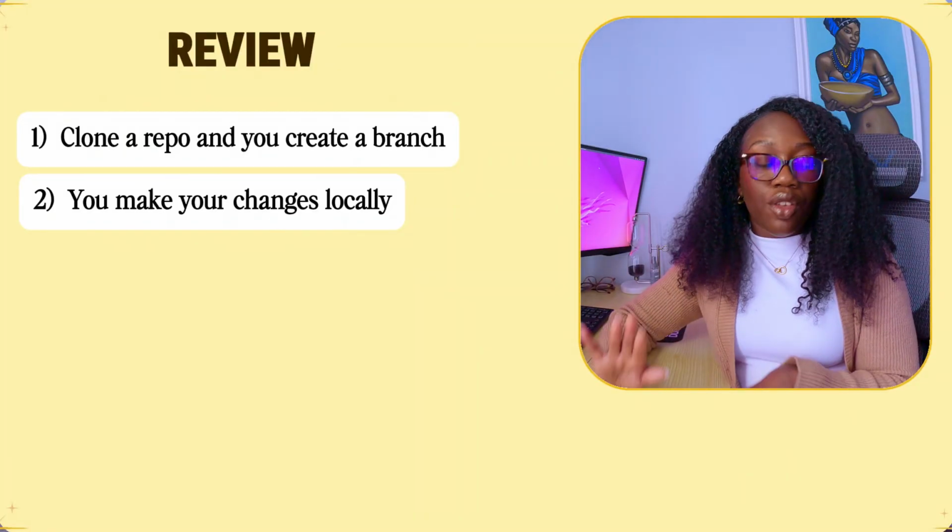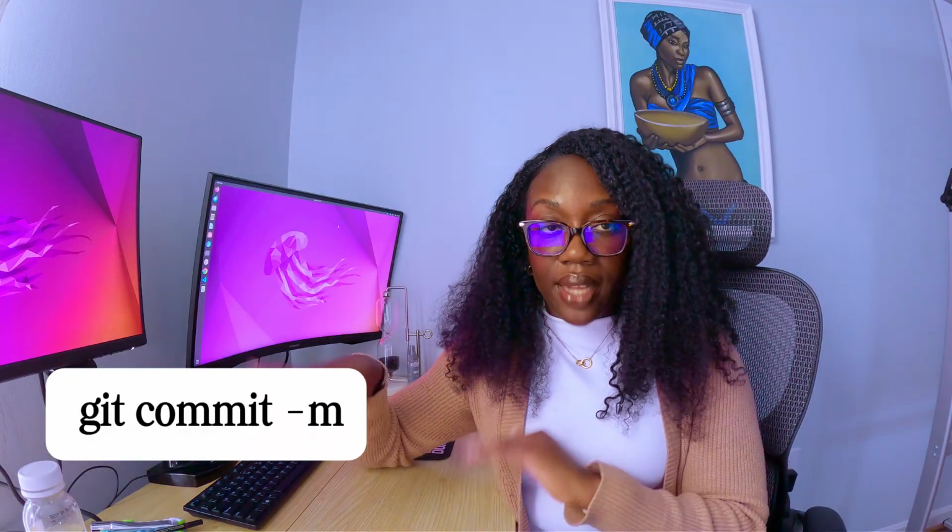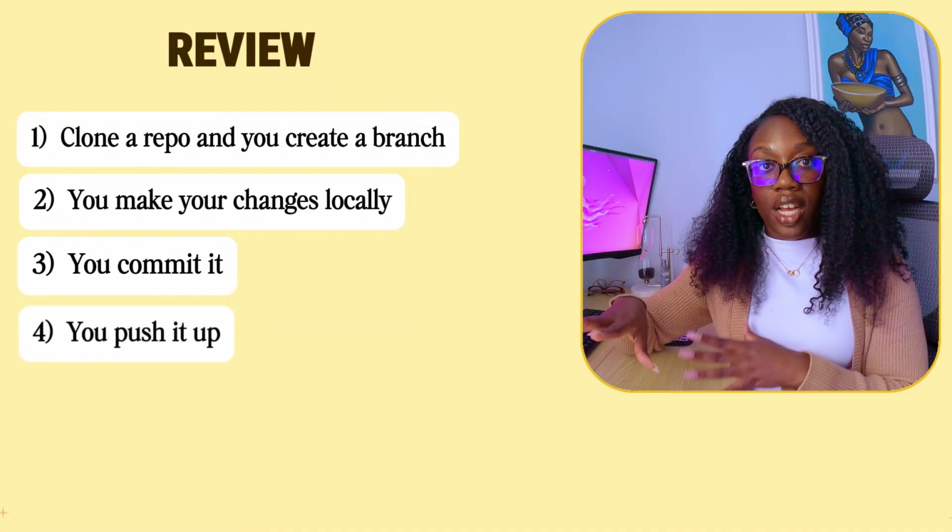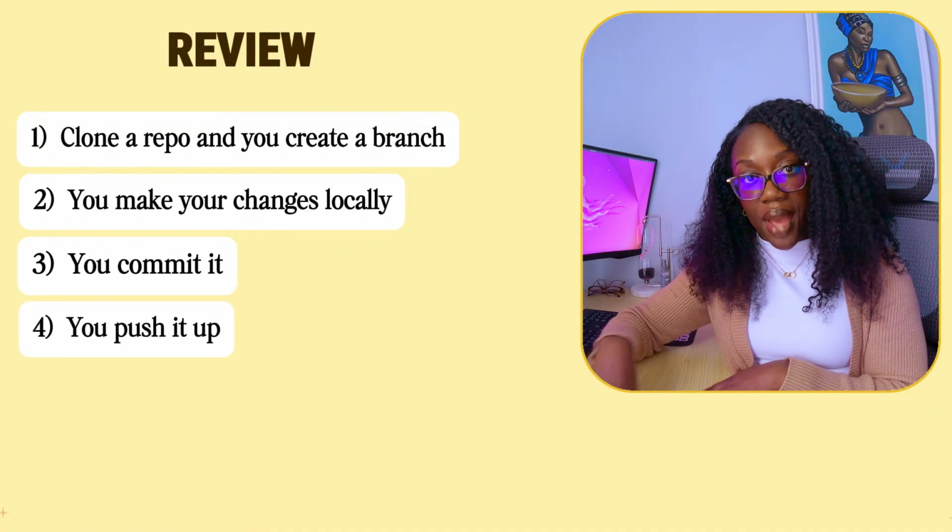Once those are done, then you commit it. You're like, hey, I'm ready to commit it to my branch. It's not committing to the main branch, it's committing to my actual branch. So you do a git commit -m and you write a message like, hey, I updated XYZ, I did this, and then you commit it. So now it's committed to your branch, and then you push it up so that it's not just local, but now you have it up in GitHub.